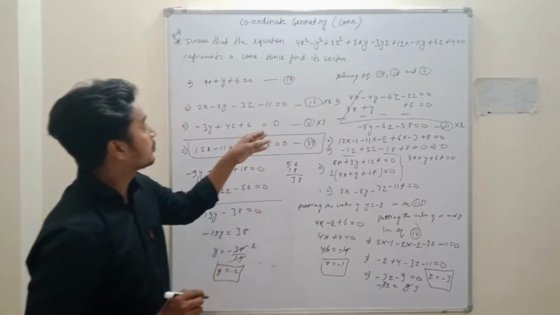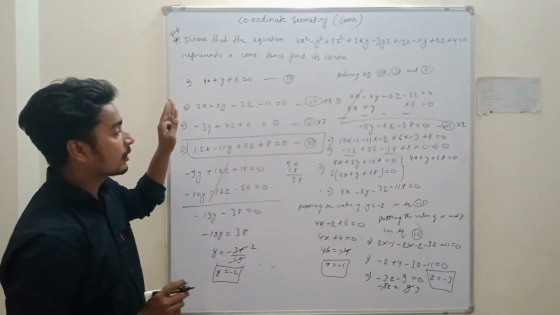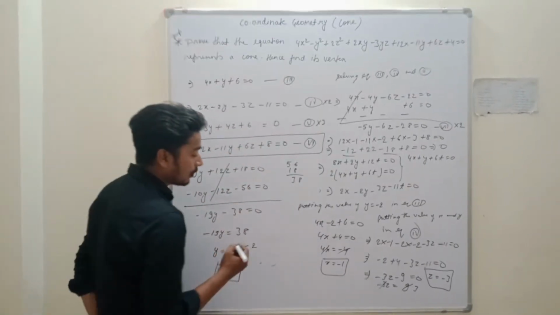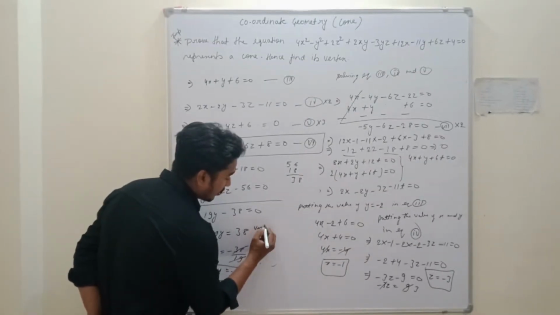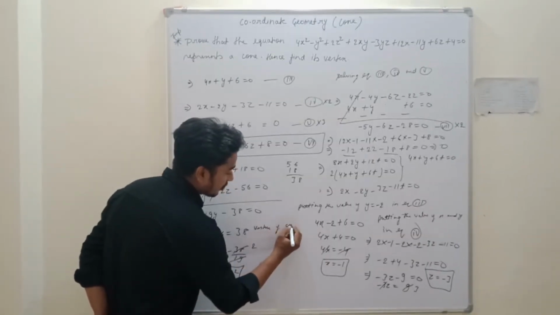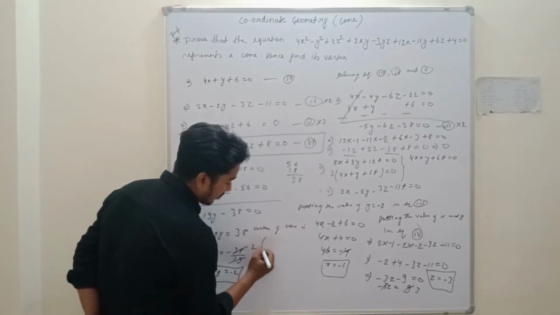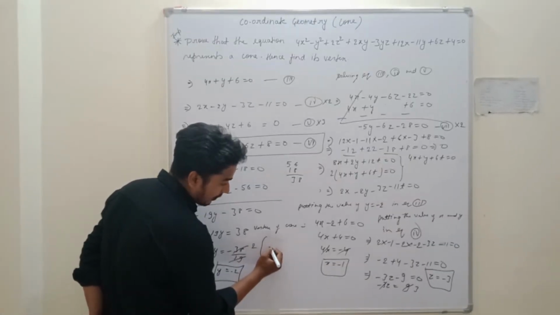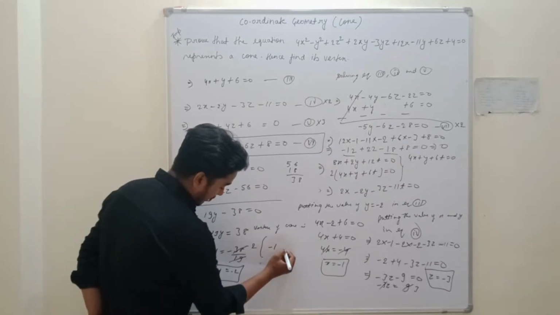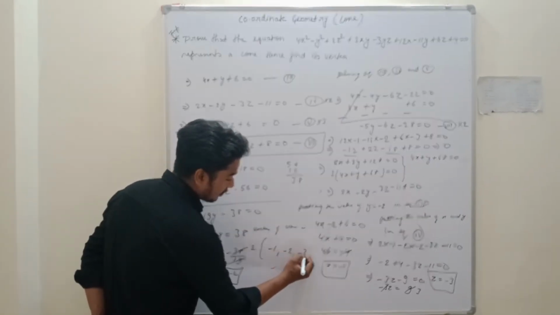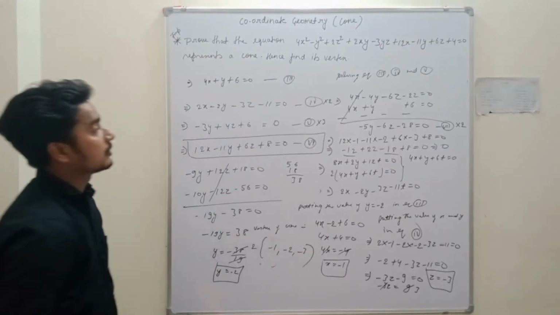Then we can say that this equation represents a cone and the vertex of the cone is the value of x, y, z: minus of 1, minus of 2 and minus of 3. This is the required solution of the given problem.